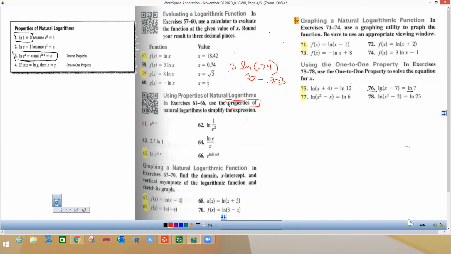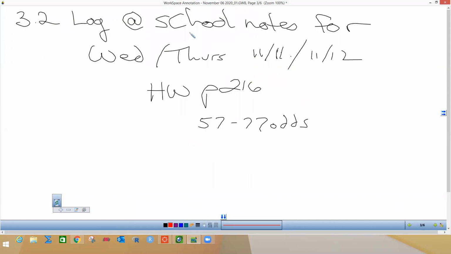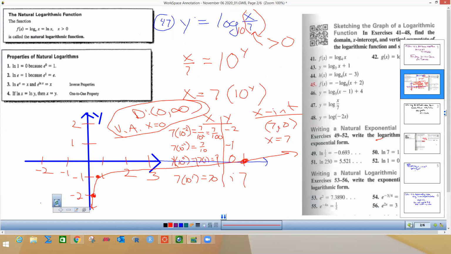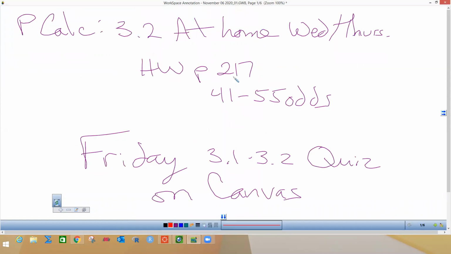Maybe I'm wrong, but I thought on the front page today it said 217, 41. Logs at school notes for Wednesday, Thursday. So this is the at school homework. The other homework is for tomorrow when you're at home. This stuff's for at home. So if you see out here, this is the at home stuff, okay? So this is all going together to turn in on Monday. This stuff's due Monday and Tuesday.